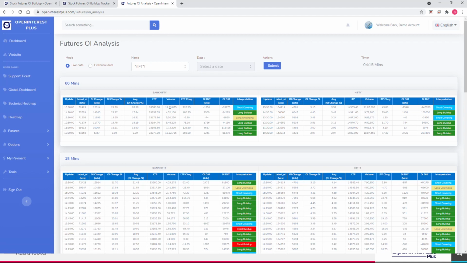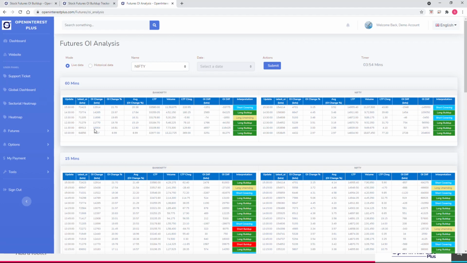Then we have LTP, then we have the total volume, then we have LTP change, and OI difference. Okay, between 2:30 to 3:30, what was the difference in OI? If you remember, an increase in price and decrease in OI is short covering. So this is what it generally represents.